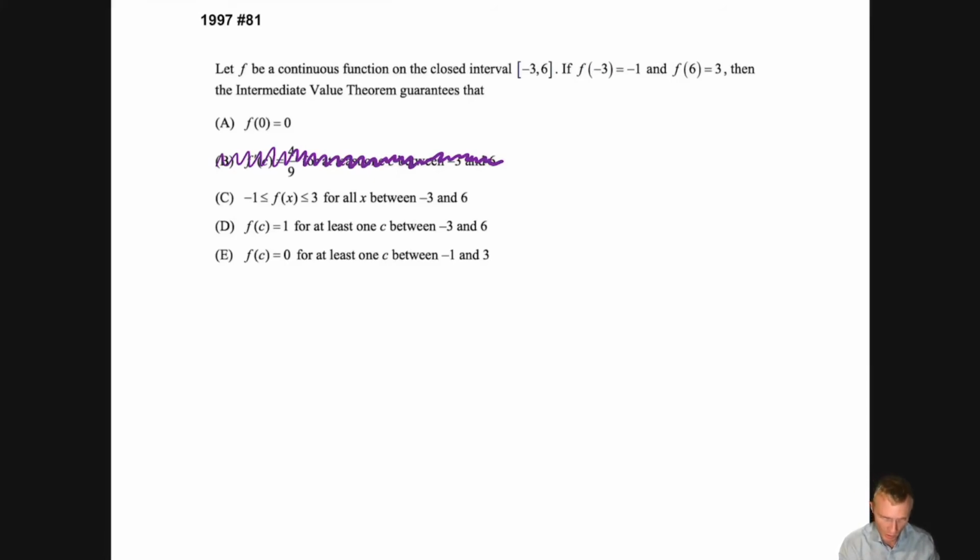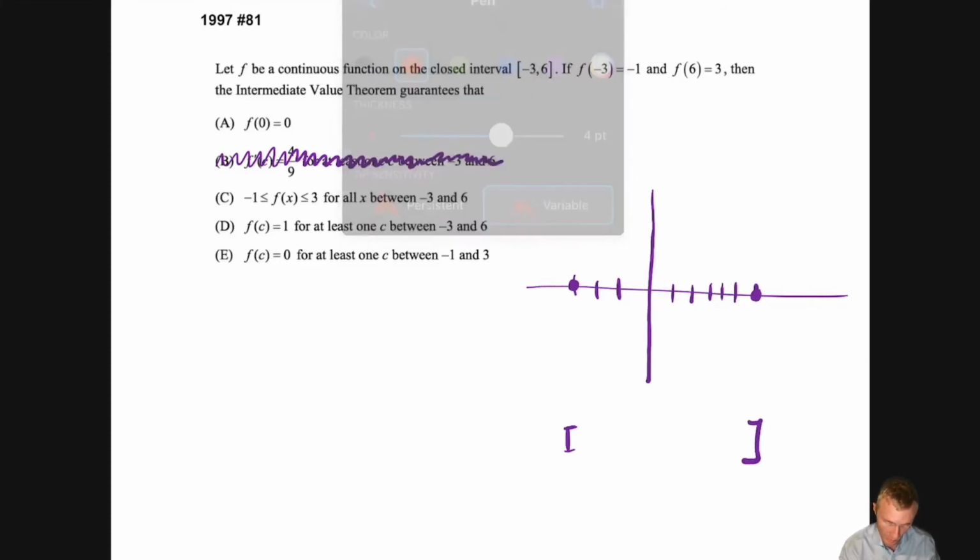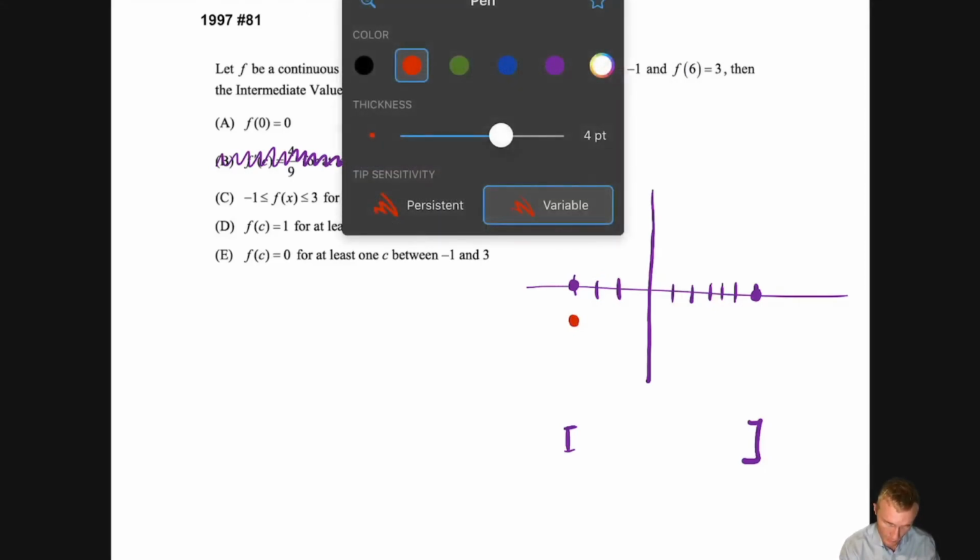Okay, so let's look at a visual. We are on the interval -3 to +6, 1, 2, 3, 4, 5, 6. This is our domain. And we are told that f of -3 is -1, and that f of 6 is 3.